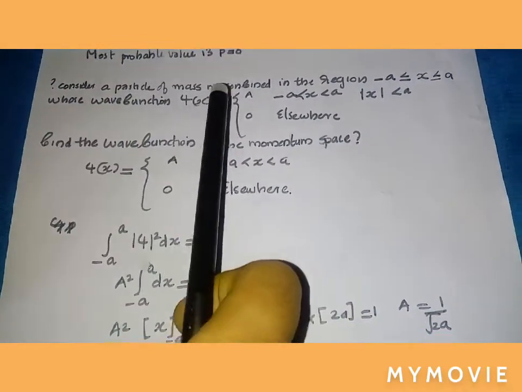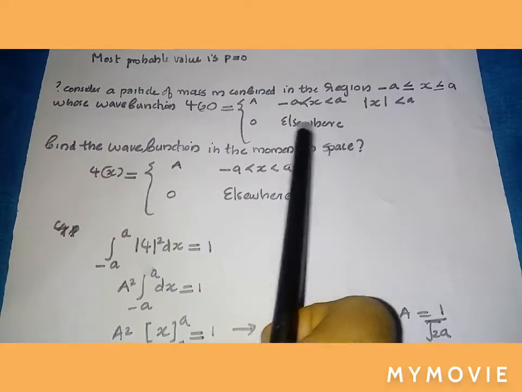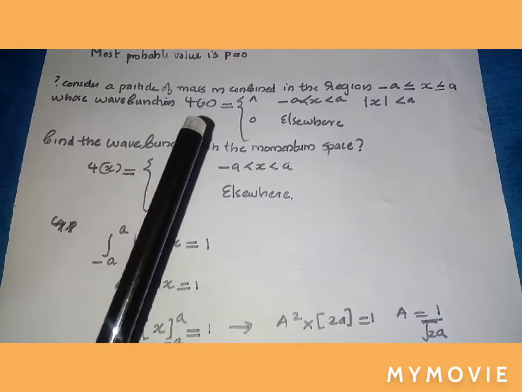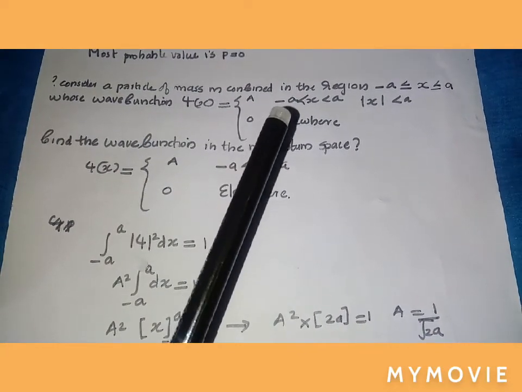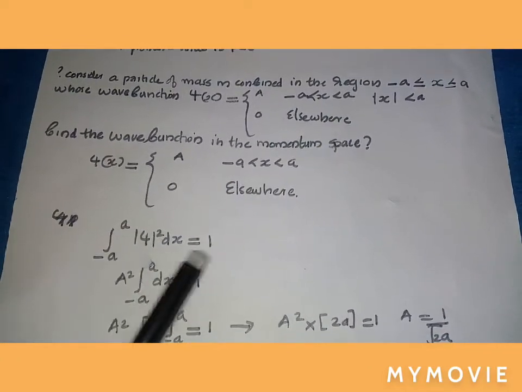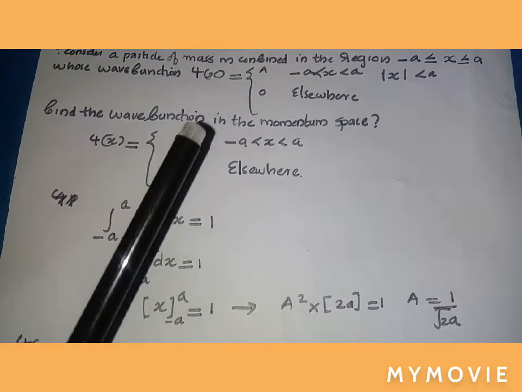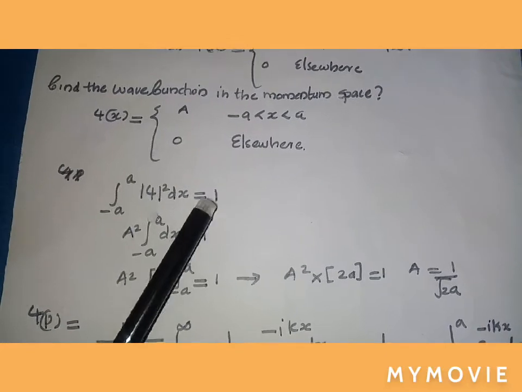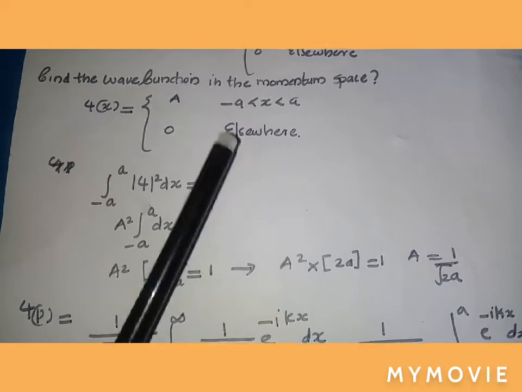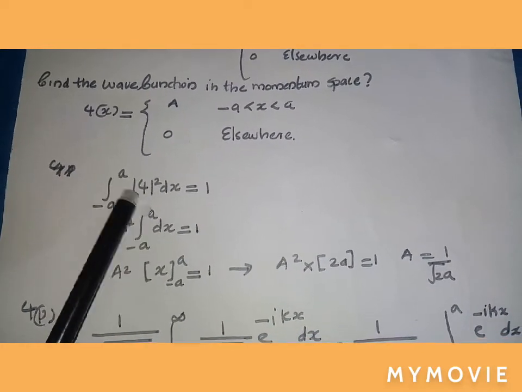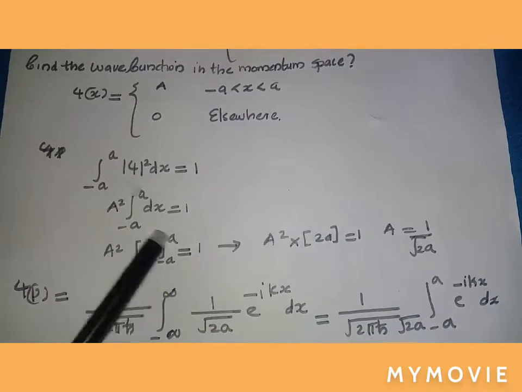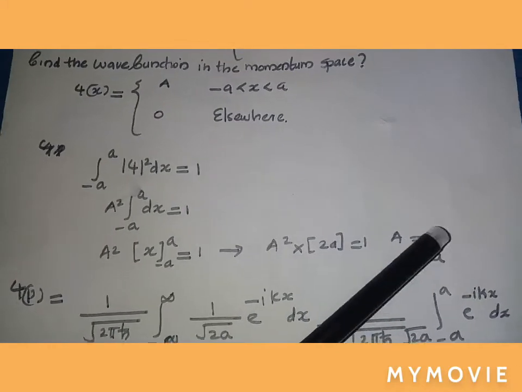Let's consider a particle of mass m confined in a region minus a less than or equal to x less than or equal to a, whose wave function ψ of x is equal to A from minus a to a and 0 elsewhere. So find the wave function in momentum space. Here the wave function in position space is given. We know how to find the normalization constant: integral from minus infinity to plus infinity of |ψ| square dx is equal to 1. So here the function only exists from minus a to a. So A square into integral minus a to a dx is equal to 1. After finding the integration, we know that A is equal to 1 by under root 2a.